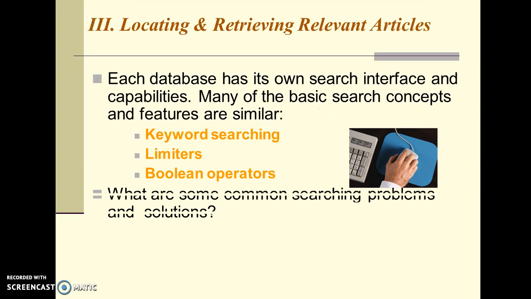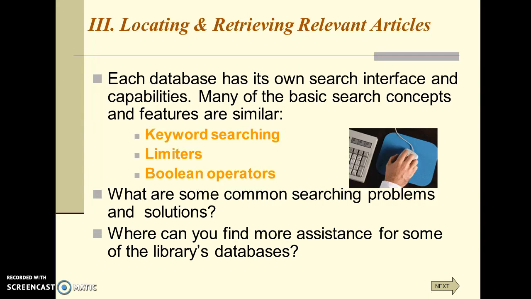Okay, locating and retrieving relevant articles. Each database has its own search interface and capabilities. We're going to look at three of them that I'm going to guide you through. Opposing Viewpoints has a pretty easy searchable database. And then we're also going to use Academic Search Elite, or you could use Academic Search Premier. Those have an advanced search feature where you can really narrow in and hone in on your key search terms.